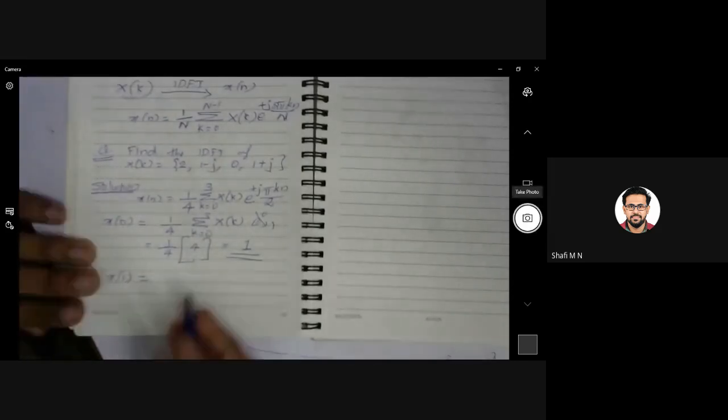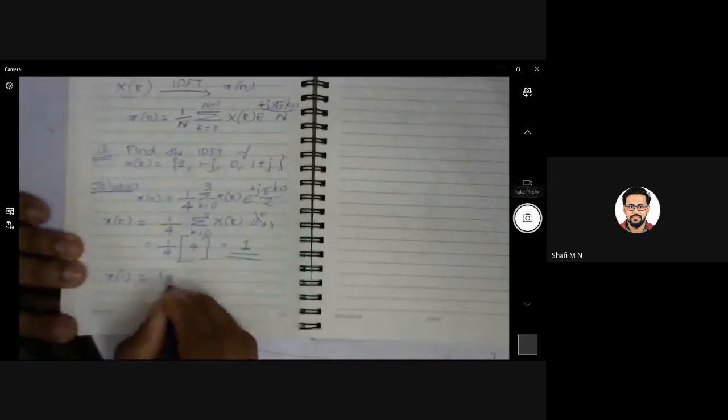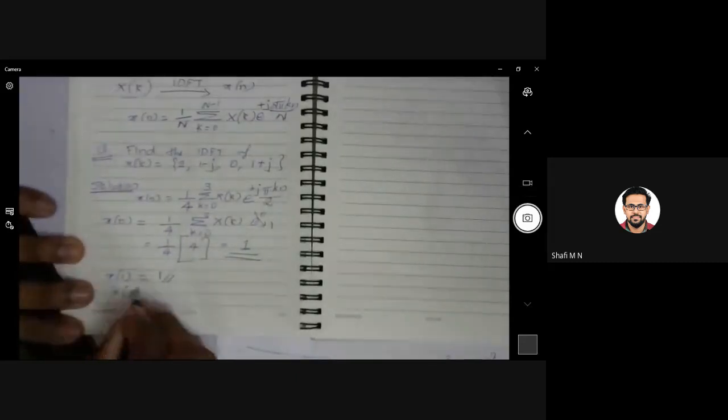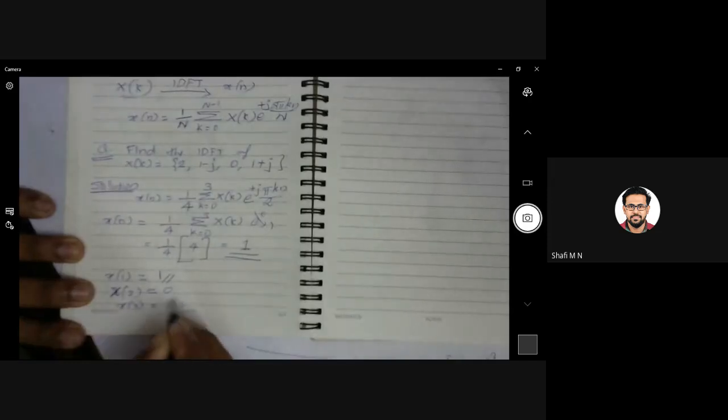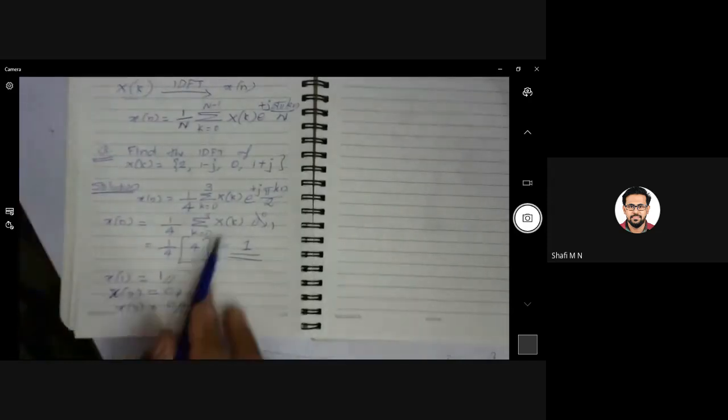Any confusions? x of 0, x of 1 will be again 1. Small x, sorry. x of 2 will be 0 and x of 3 will be 0. So the sequence is 1 1 0 0.